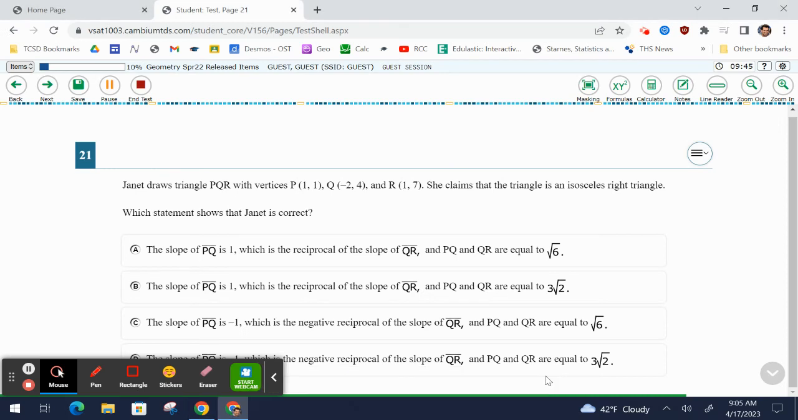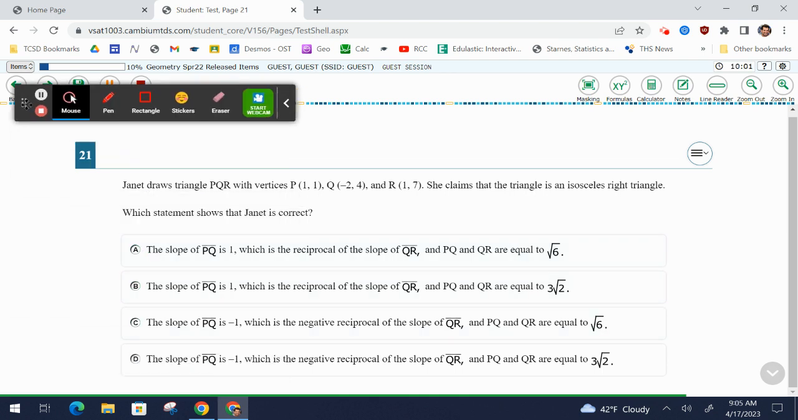Geometry OST Spring 2022 released items number 21. It says Janet draws triangle PRQ with these vertices. She claims that this is an isosceles right triangle. Which statement is correct? All right, so let's talk about this right first.